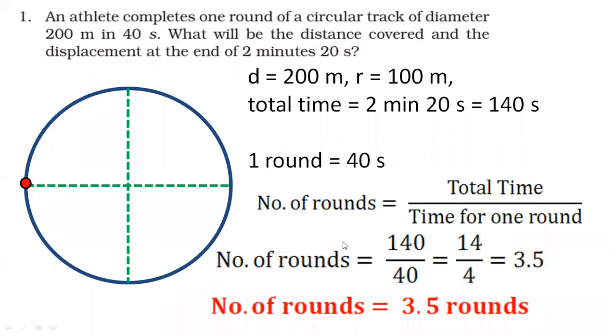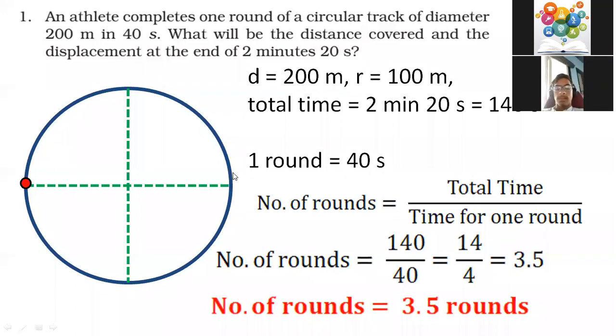Now we know how many rounds this person has completed. How many rounds? 3.5 rounds, right? So 1, 2, 3, and 3.5. That means this person has started from here. Even if we complete 3 rounds, that person is going to come here, right? What about this 0.5? It means the person has to go one more half round. So the person is going to move half more distance, and this would be the final position.